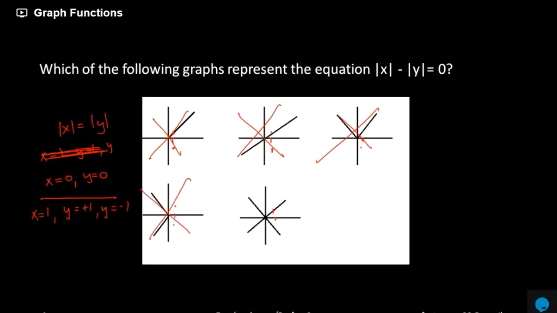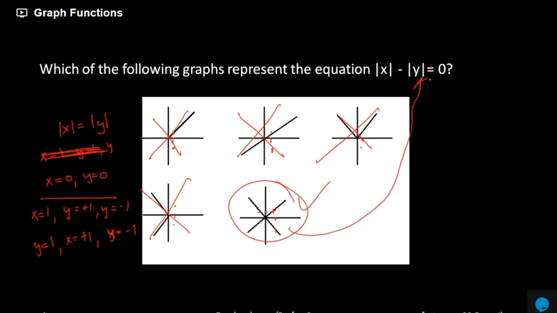When x is equal to 1, there must be two values of y, which is here. Similarly, when I'm left with one option, I'm just going to play around here. When y is equal to 1, there are two values of x. When y is equal to 1, there are again two values of x. That means this is the function which best describes this.